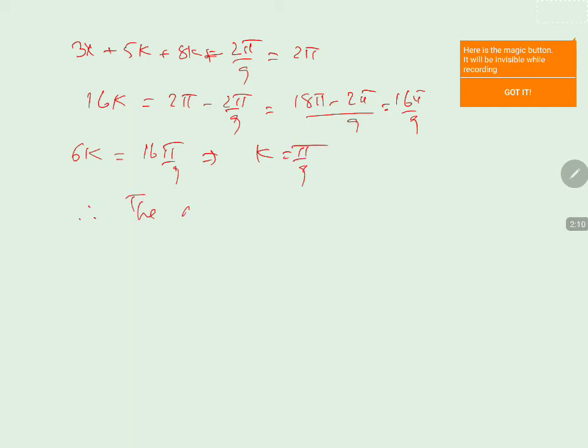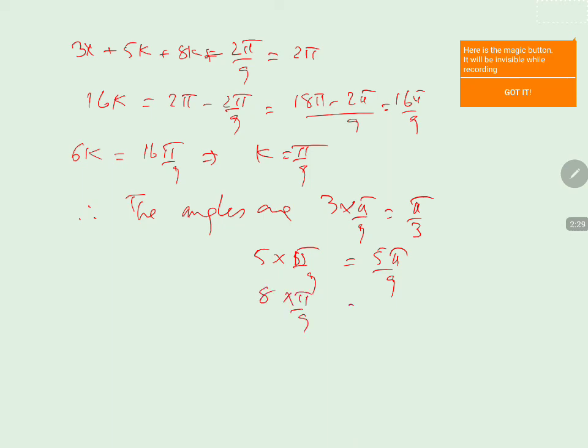Therefore, the angles are 3 into pi by 9, pi by 3, 5 into pi by 9, 5 pi by 9, 8 into pi by 9, 8 pi by 9. Since they asked in radians, this will be the answer.